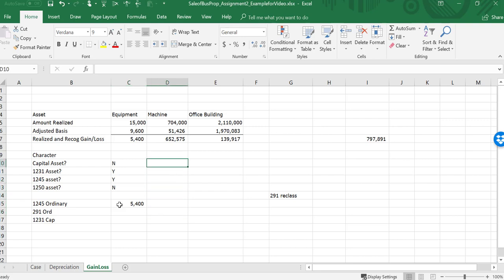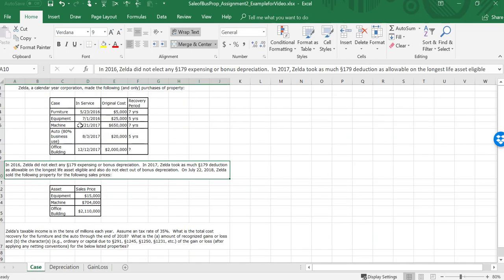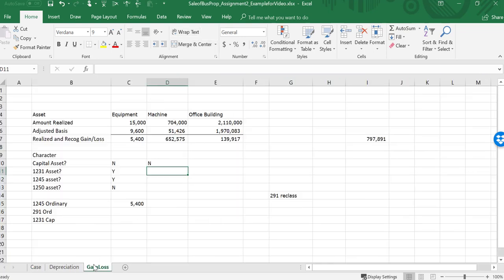All right, is the machine a capital asset? We know the answer is no. Is it a 1231 asset? Well, let's see. We bought it in July of 17. We sold it July 22nd. So 1 day, but we did achieve long-term holding period. So as a result, sure enough, that is a 1231 asset. Is it a 1245 asset? You better believe it. It's personal property, which means that it can't be a 1250 asset because that's only real property.